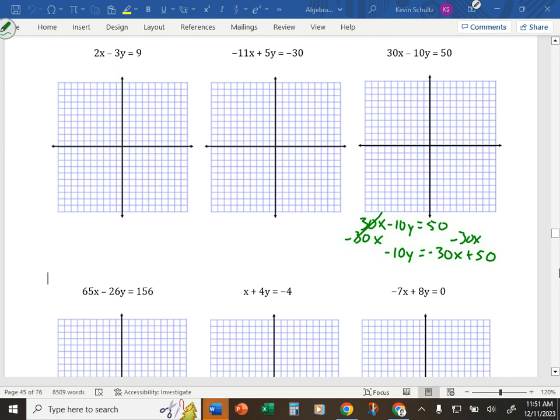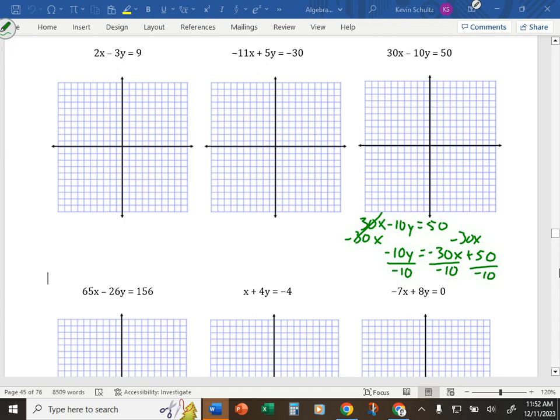We can't combine 50 and 30x. One has the x, the other one doesn't. That x term is written first because it's slope-intercept form now. That's what we're going to. So negative 10y equals negative 30x plus 50. What's our second step? Divide by what? Negative 10. Divide by negative 10, divide by negative 10, divide by negative 10.